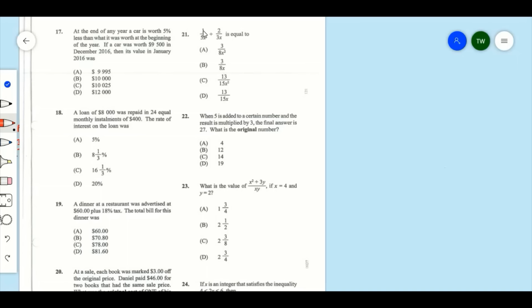Question 21. 1 over 5x plus 2 over 3x is equal to, now we're given 1 over 5x, and we must combine that with 2 over 3x. Right? Now here, the LCM, or common denominator, of 5x and 3x, that's going to be 15x.